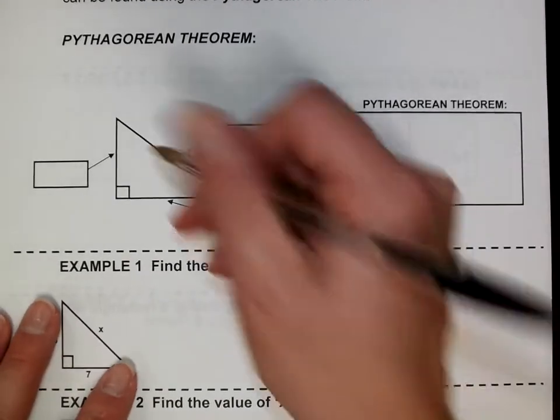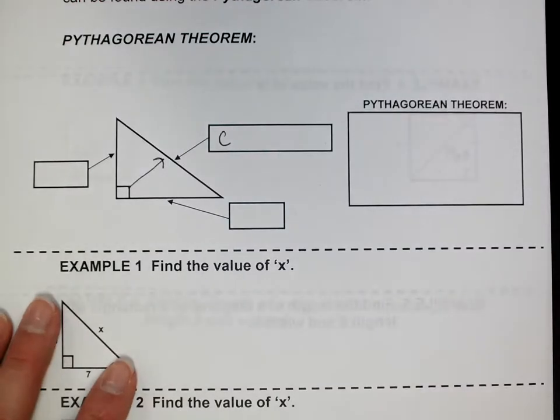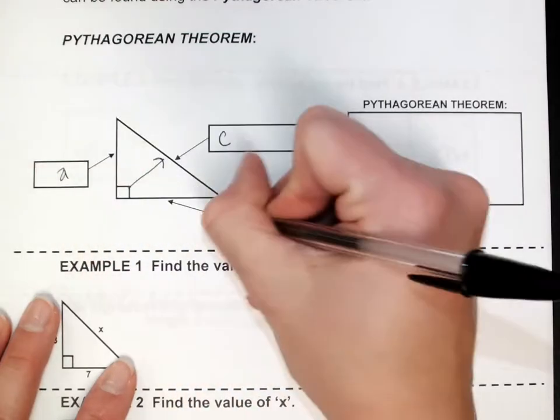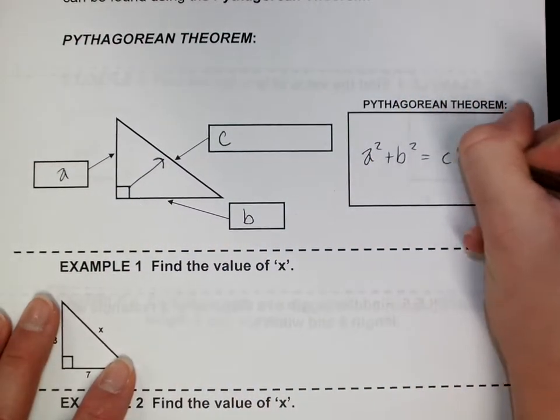So first off, remember, the only one that really is important is to know which one is your C. That's the hypotenuse. It's always the one that's opposite of the right angle. Otherwise, you can call either side A or B. Your formula: a squared plus b squared equals c squared.